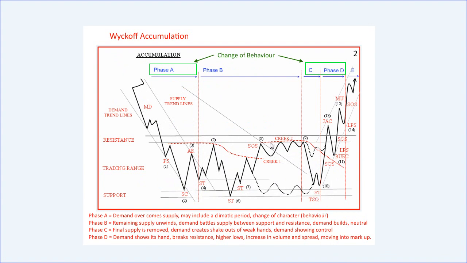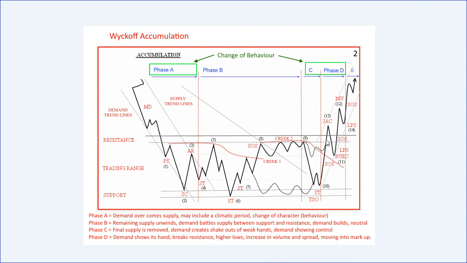And obviously I forgot to mention, during phase B you might get the odd bull trap where it breaks up above resistance and falls back in. Lots of games going on here, but once they begin to show their hand, the composite man gets ready to move, and they want to get rid of all remaining supply and get it to markup. And once we have the markup going on, there's a change of character, demand takes control, we start getting good widespread breaking of resistance, high volume, less volume on the sell-offs, and we start moving up.